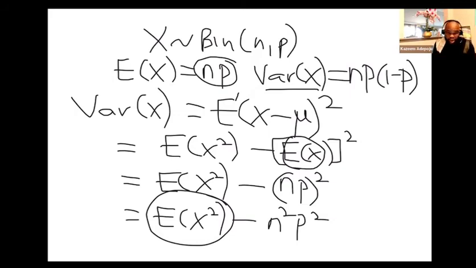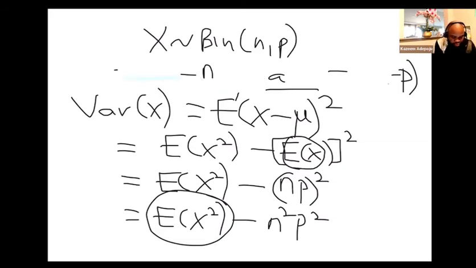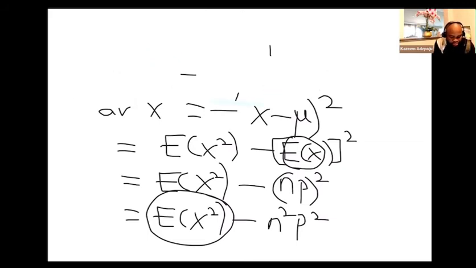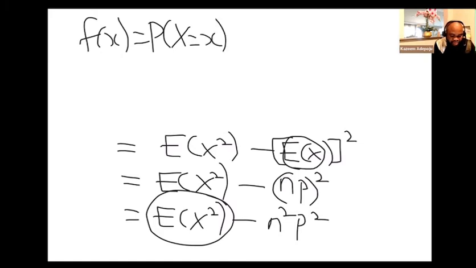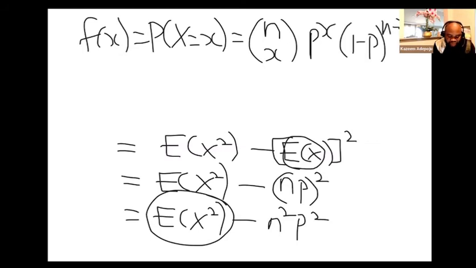If I want to figure out the expected value of X squared, I actually need the PMF of the binomial distribution. You can take the picture now, or take a screenshot, because I'm going to clean up. Now I'm going to go into the binomial distribution. The f of x, the probability of X equal to a realized value x, is n choose x, then p raised to power x, 1 minus p raised to power n minus x, and of course x starts from 0, 1, 2 until you get to n.